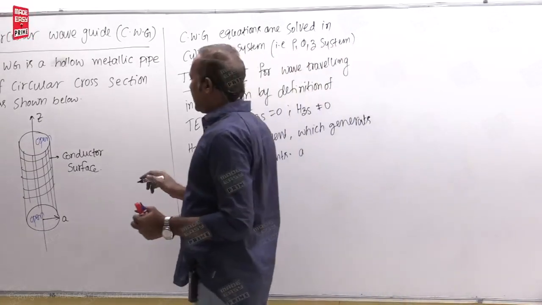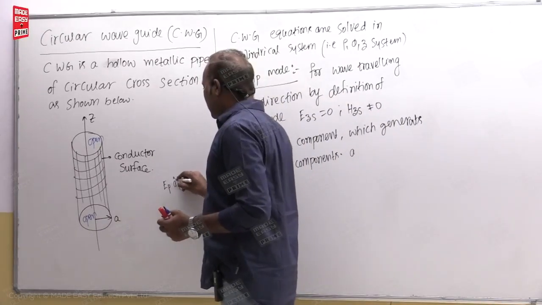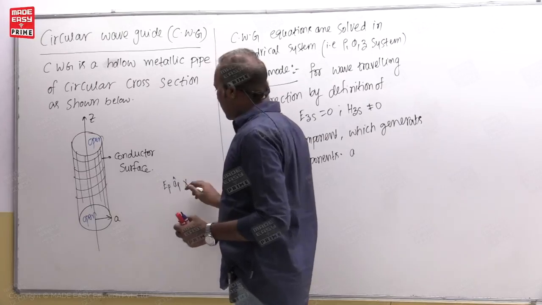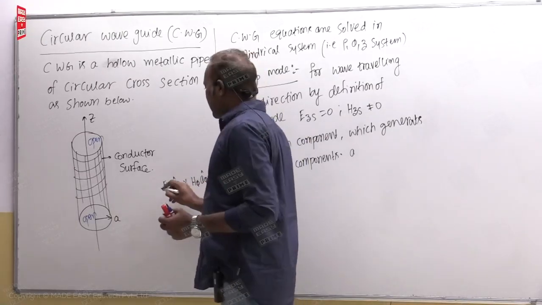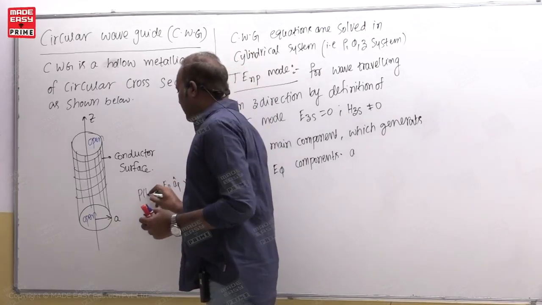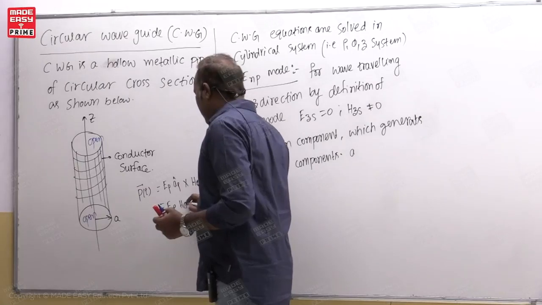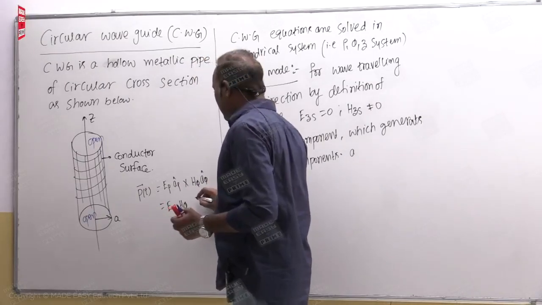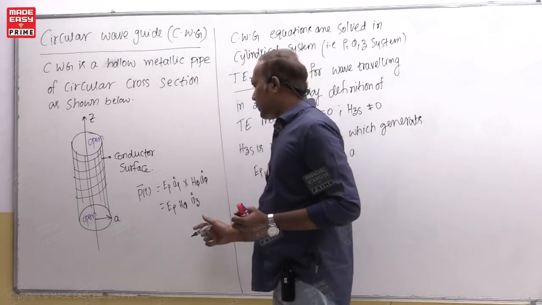So if you see here, students, the electric field E rho component, along A rho, generates H phi, along A phi. Then the Poynting vector direction, E rho, H phi: A rho cross A phi is actually Az. That means power flows in the Z direction.